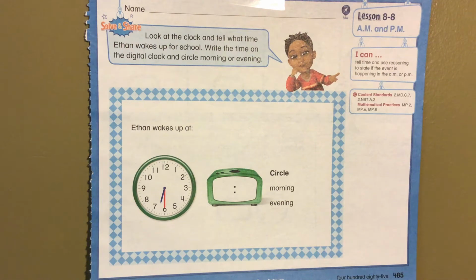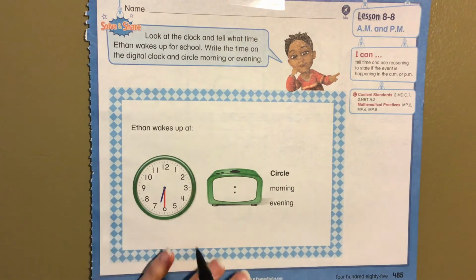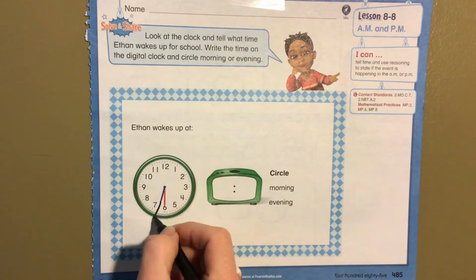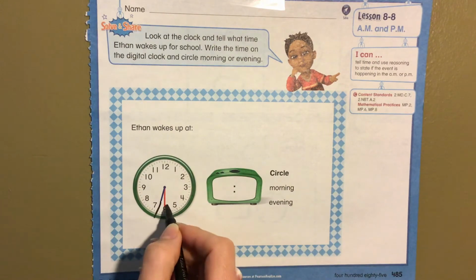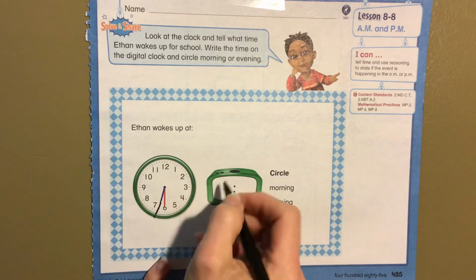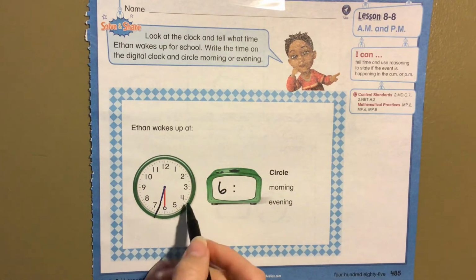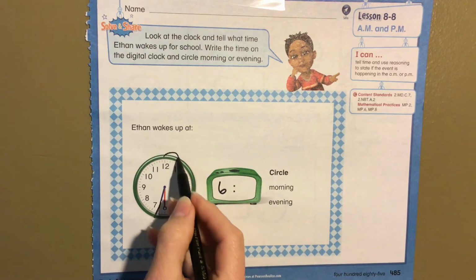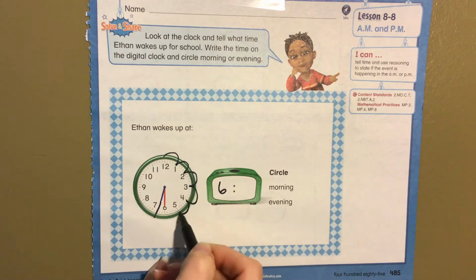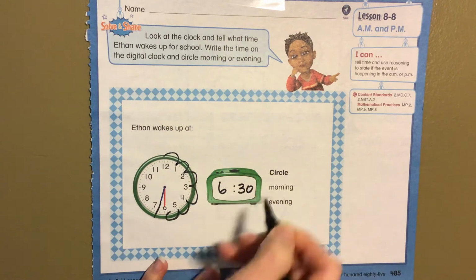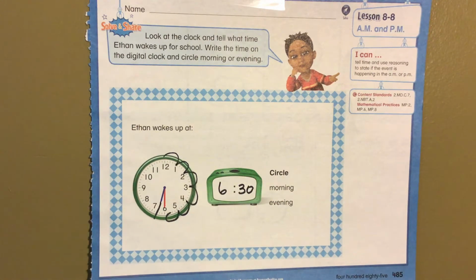All right, this is our second grade math lesson 8-8. We're going to be learning about AM and PM. Look at the clock and tell what time Ethan wakes up for school. So let's take a look at our clock here. It is between the 6 and the 7, so we always go with the smaller number there. It's going to be a 6. And let's take a look, our minute hand is pointing to the 6: 5, 10, 15, 20, 25, 30. So he wakes up at 6:30, but we don't know exactly what time that is.